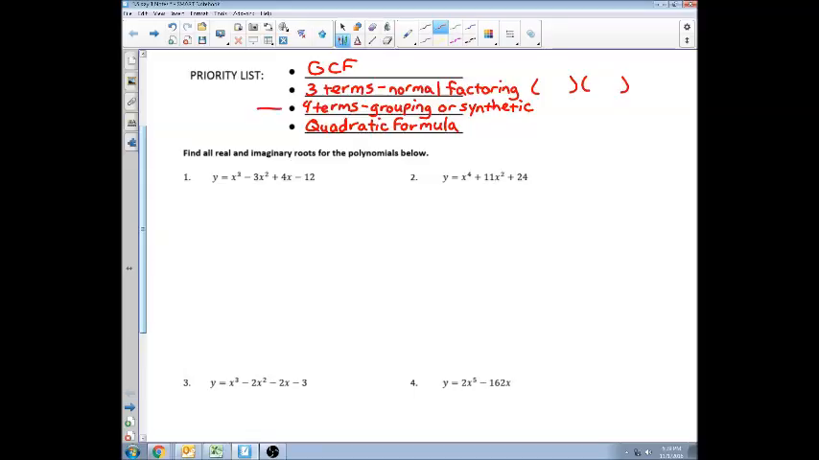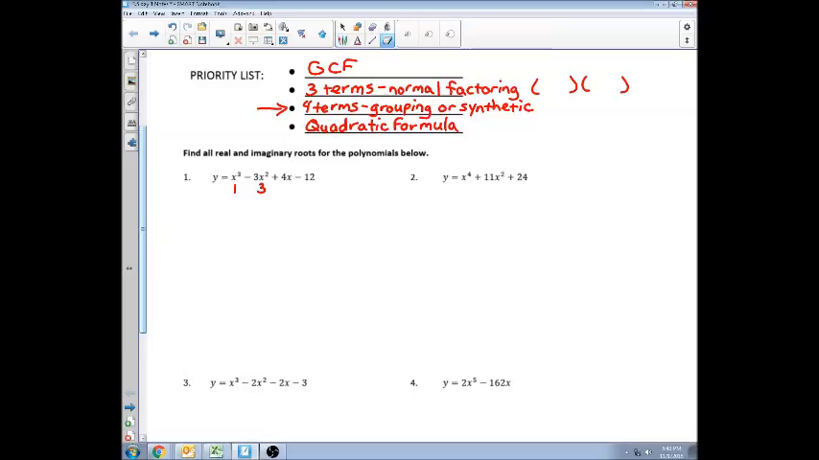Let's look up here at our priority list. It tells us that we want to look at grouping first. How I can tell whether or not I can group this is looking at our numbers. Here I have a 1 and a 3. Is there any way that I can divide 4 and 12 by the same number, basically my GCF, and get 1 and 3? There is. I would divide by 4 to get to 1 and 3.